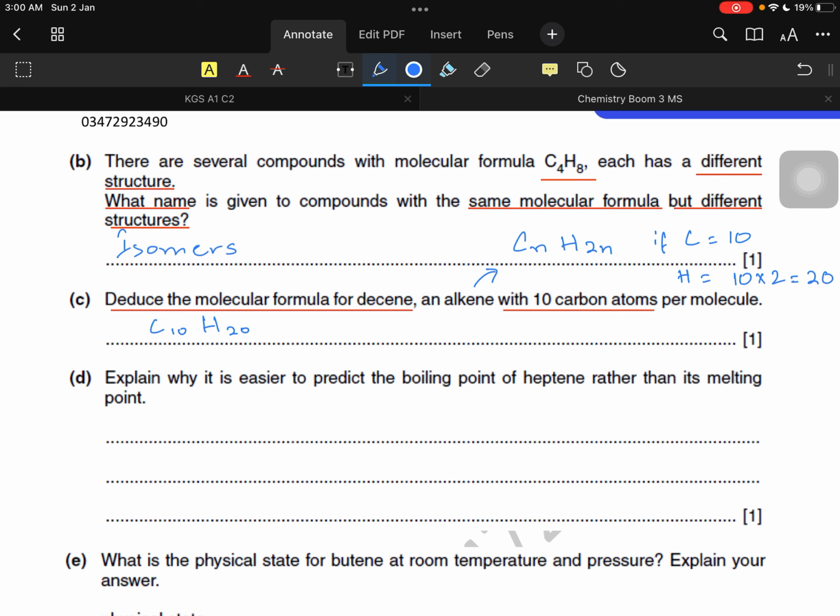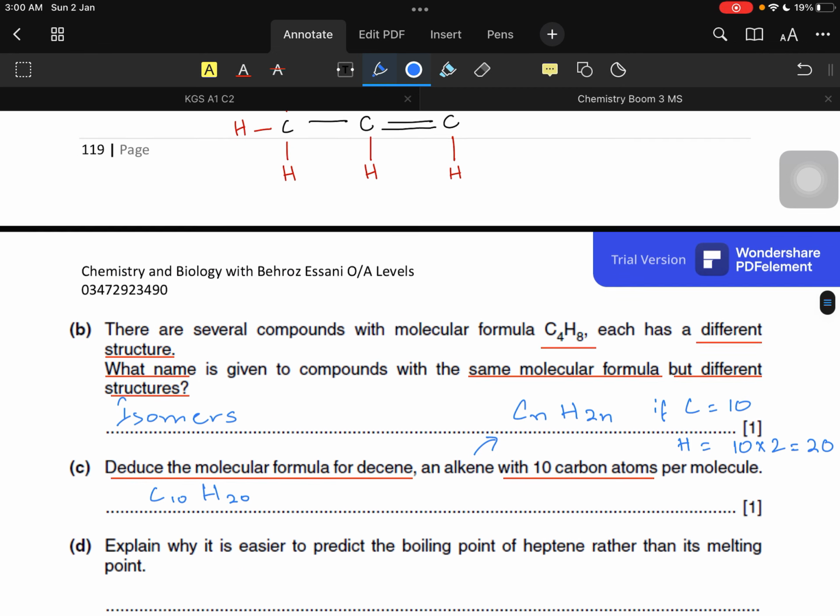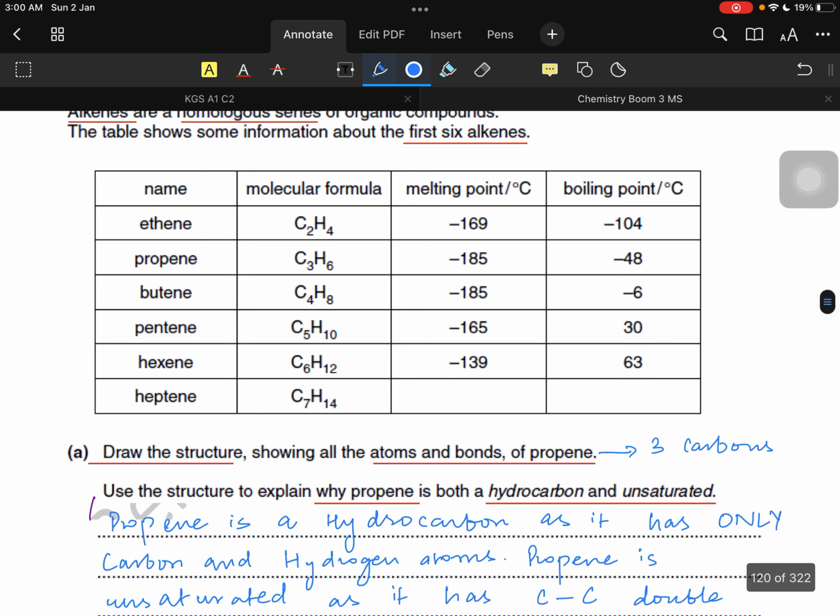Explain why it is easier to predict the boiling point of heptene rather than its melting point. Now we'll have to go to the data for it. We can see that the boiling point keeps on increasing. It was negative initially, then it kept on increasing. But the melting point decreased in the beginning. It went from -169 to -185, which is a decrease. It decreased in the beginning, then it stayed the same, then it increased, so it's not a proper pattern over here. I cannot see a proper trend.